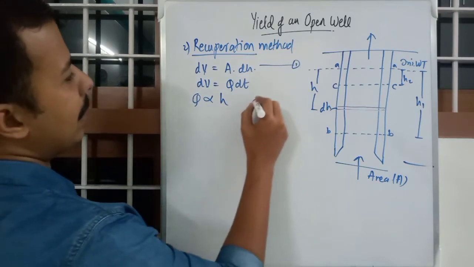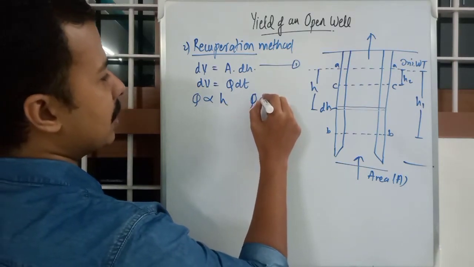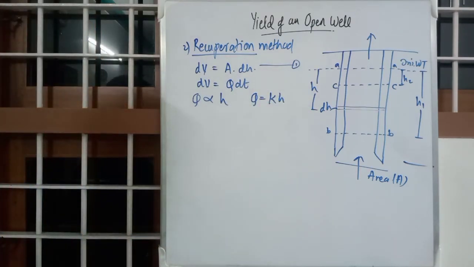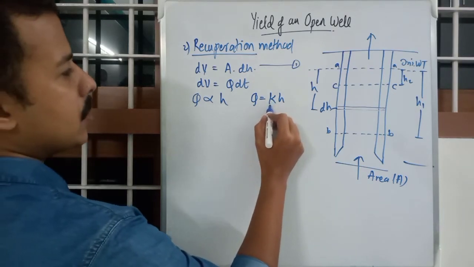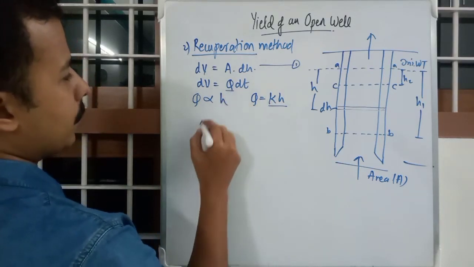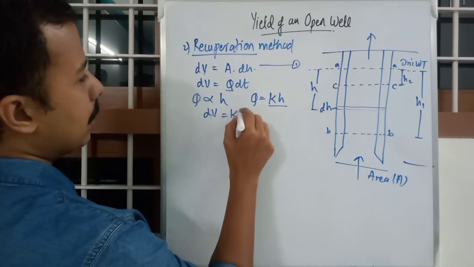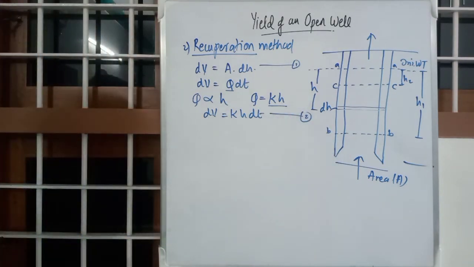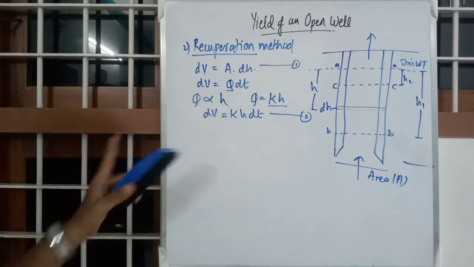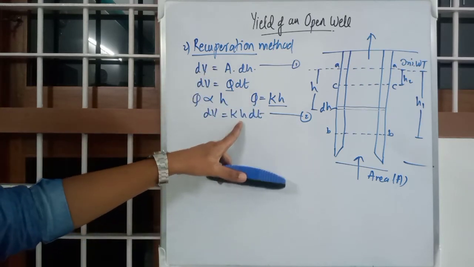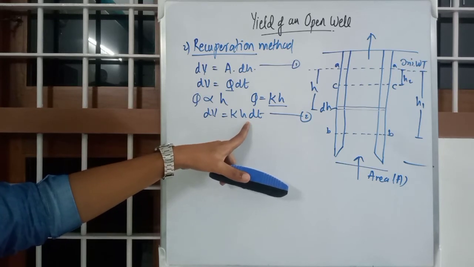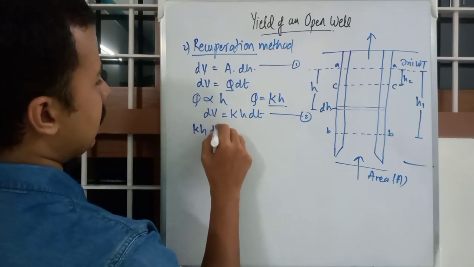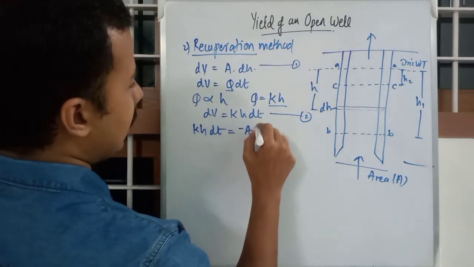So we can get the equation as Q is equal to KH. Substituting this KH for Q, dV is equal to KH dt. We will term this equation 2. Both are equal to dV, so we can equate the LHS and RHS. So KH dt is equal to minus A dH.